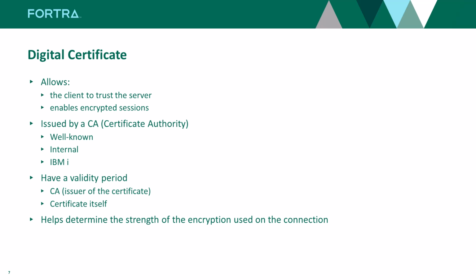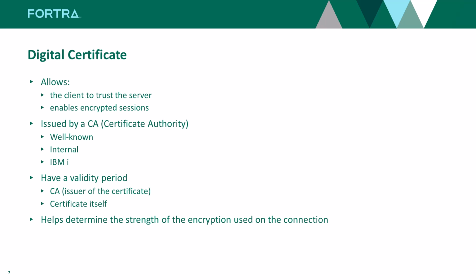A well-known CA, this is an organization like VeriSign or DigiCert. You can go to their website and you can get a one-off certificate, or you can contract with them to get all of your certificates. These organizations are referred to as well-known CAs. There are also internal CAs, where your organization may have its own internal certificate authority that issues certificates. Additionally, we can make the IBMI be a certificate authority. And we'll see later how we can configure that so that IBMI can issue its own digital certificates.